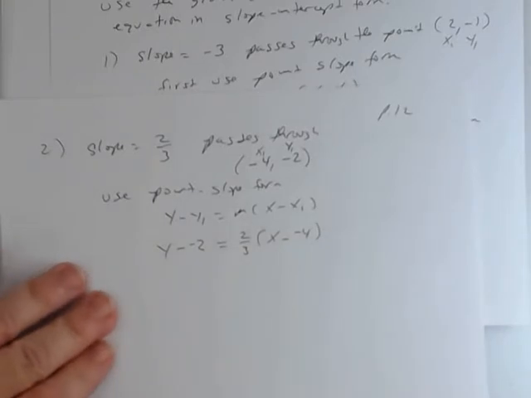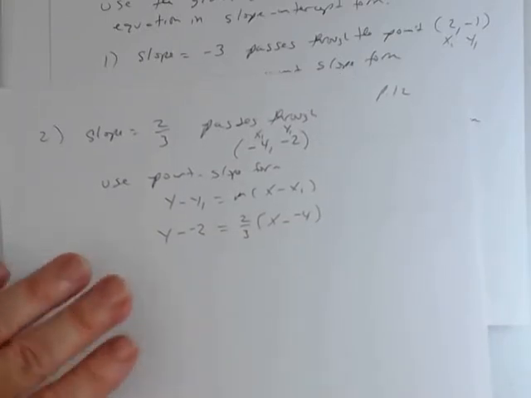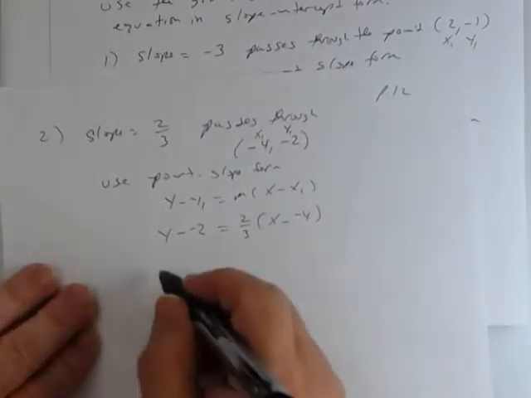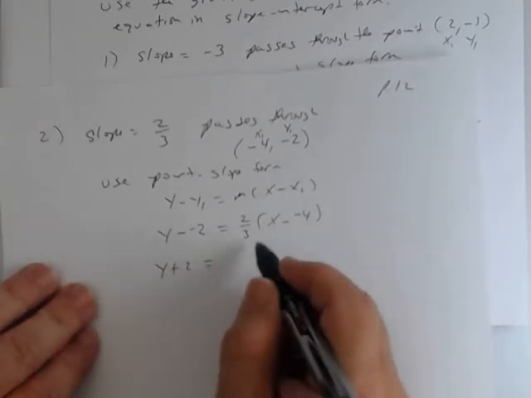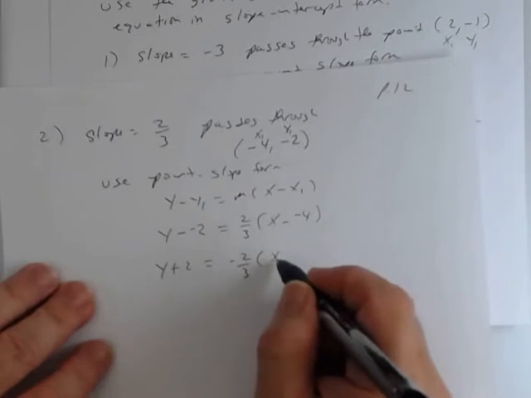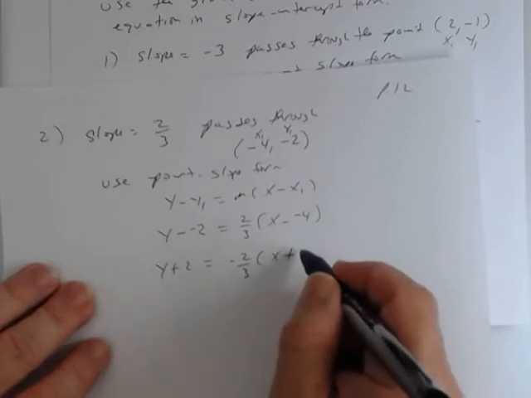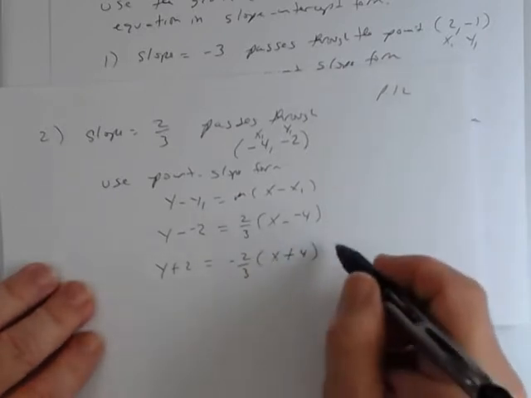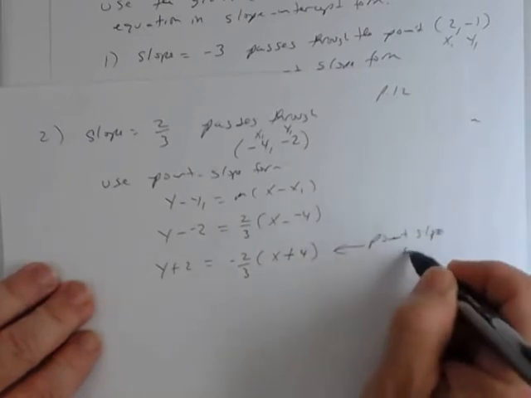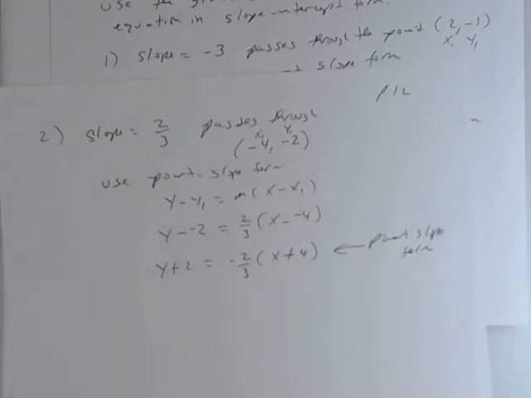You all agree? All right. Now, don't get y by itself. I need you to tell me what the point-slope form is. So you need to rewrite that y subtract negative 2 as what? Y plus 2. And you need to rewrite the x subtract negative 4 as what? X plus 4. Now this is point-slope form. So whenever you have that y subtract a negative 2, then rewrite it as y plus 2.